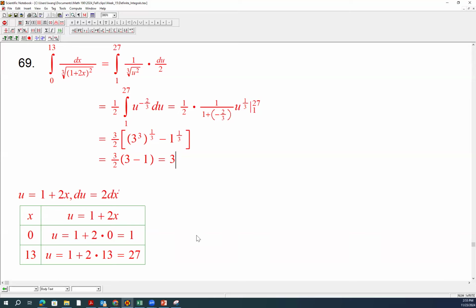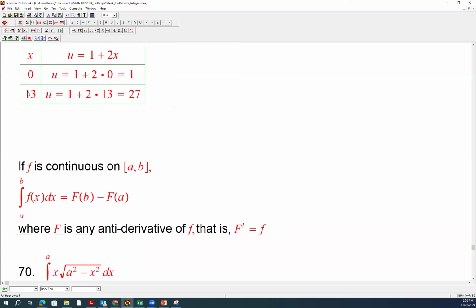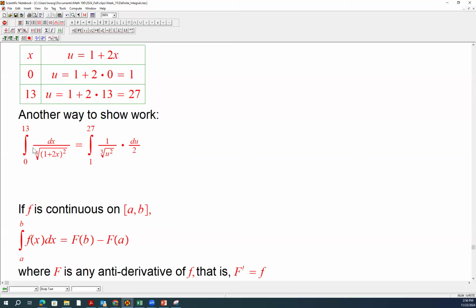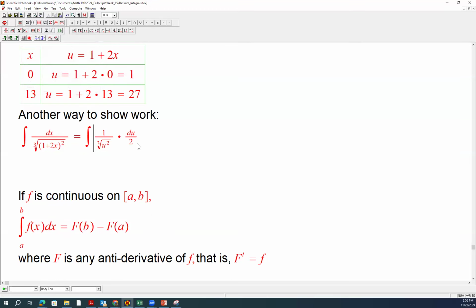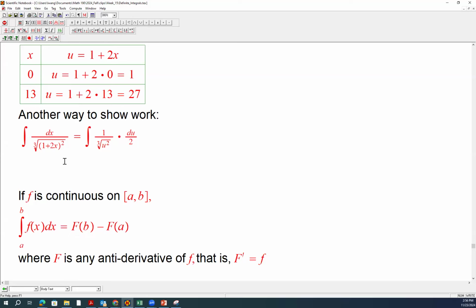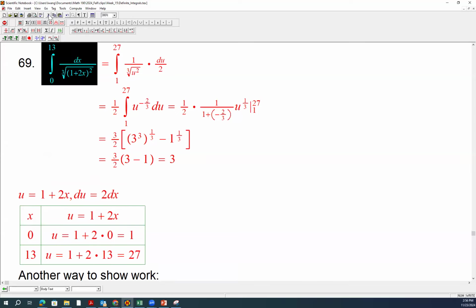Or another way to show work, similar to what we did earlier, right? So this whole thing, we're going to replace the definite integral by an indefinite integral. Okay, we replace it by indefinite integral. And the substitutions are the same. The substitutions are the same. Okay, and our purpose is the same. Our goal is the same.